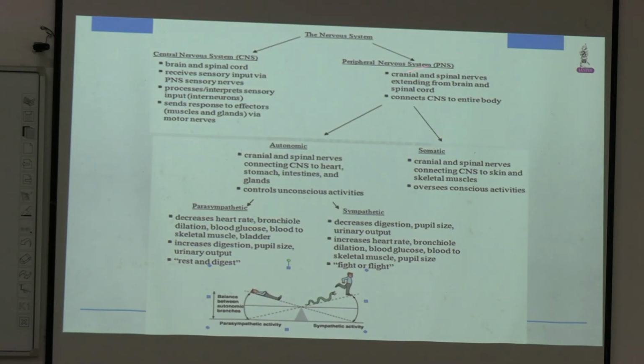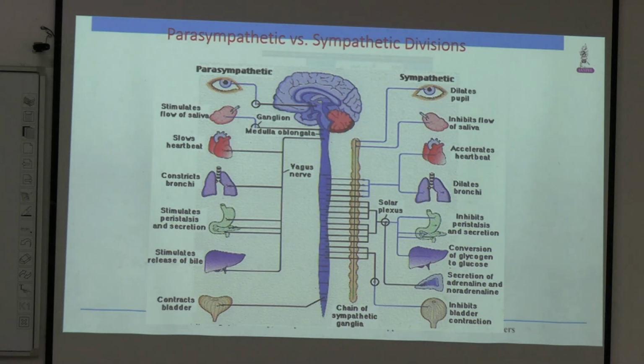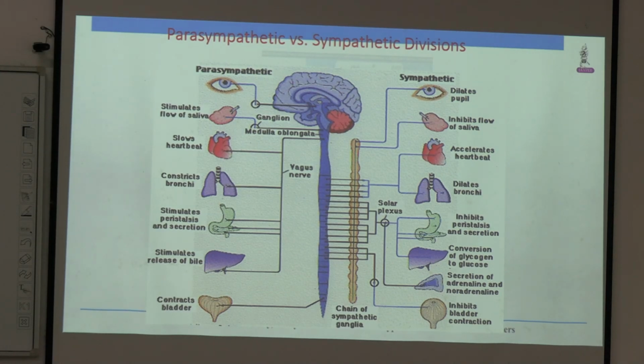So to summarize again: central nervous system, peripheral nervous system, autonomic and somatic, parasympathetic and sympathetic, and somatic having two components, sensory and motor. How they function with the reflex arc mechanism, we already understand. Now coming to the other divisions of the peripheral nervous system, we talked about the somatic nervous system.